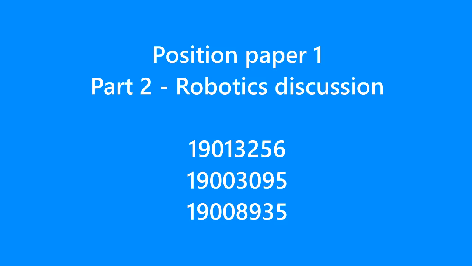This is a recording of a discussion about robotics between the following students: 1901 3256, 1900 3095, and 1900 8935. It covers the topics of making a line following robot that responds to barcodes to change its behavior, and overcoming a problem where the robot overshoots when trying to follow a line. We also briefly discuss robot odometry and calibration when trying to get the robot to turn. Additionally, we talk about using object detection to create a robot that follows an object in its field of view.